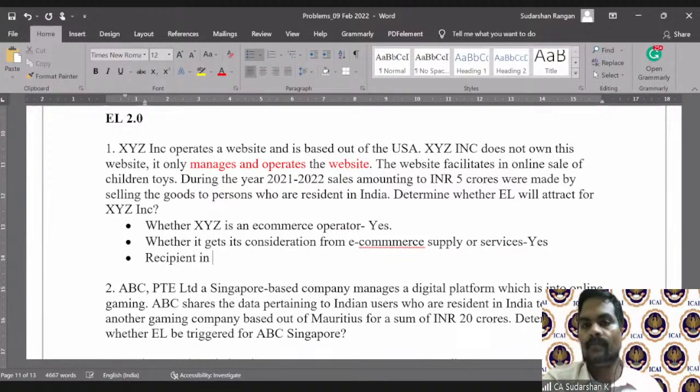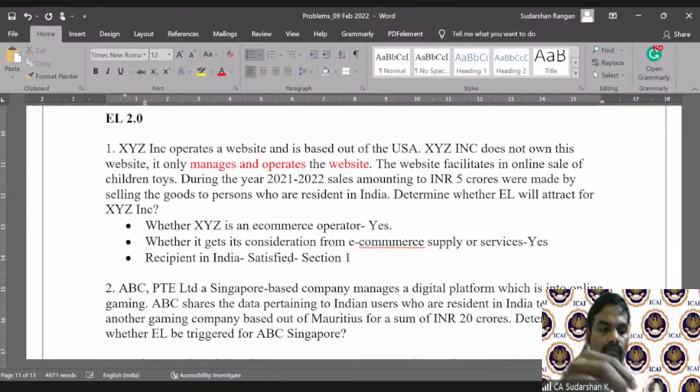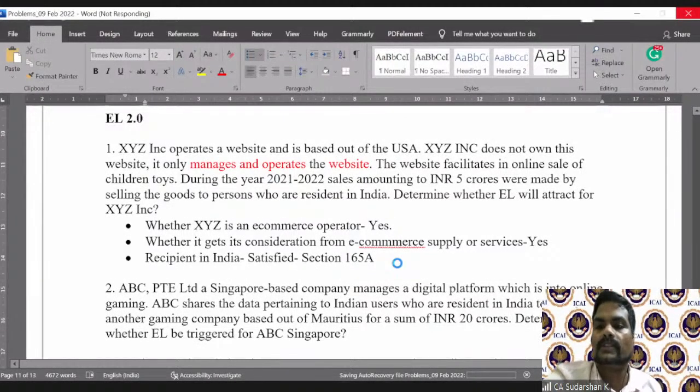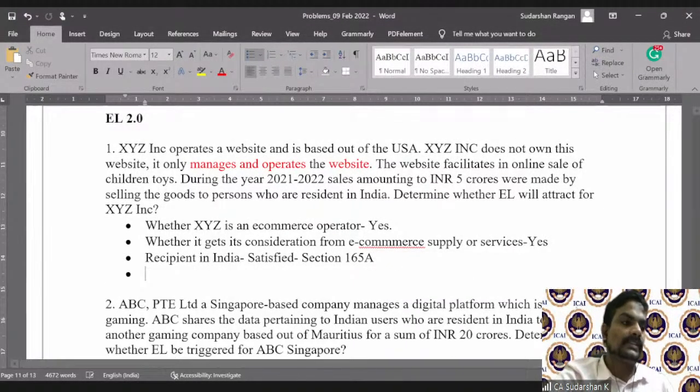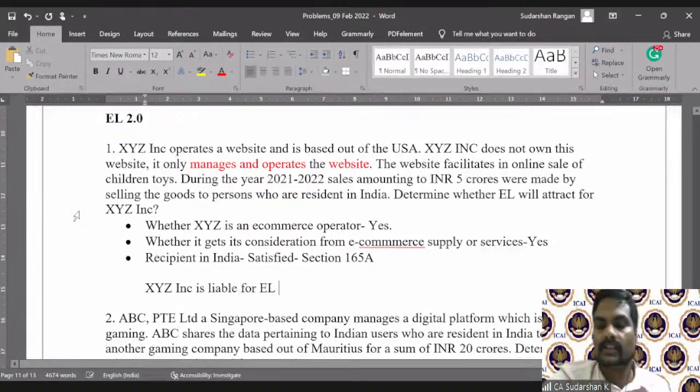is satisfied. So therefore, all the major conditions for levying are satisfied, because look at section 165A. It says the non-resident e-commerce operator should have received consideration for providing e-commerce supply or services to a recipient in India. And the question also says to persons who are resident in India. So equalization levy will get attracted on the 5 crores consideration at 2%. So 2% of the 5 crores, 5 lakhs, will have to be paid as equalization levy. XYZ INC is liable for an equalization levy.